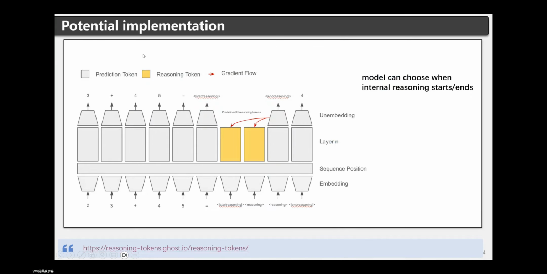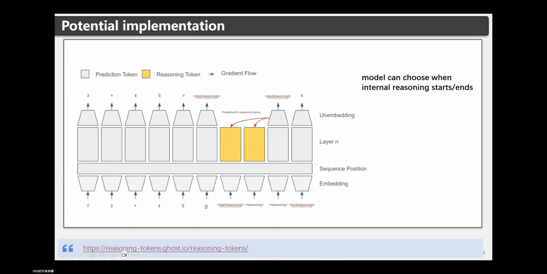Next, we can focus on how to implement these reasoning tokens in detail. You can imagine here is a transformer architecture, and this is the user prompt. It says: what's the result of 23 plus 45? A core implementation detail here is that the model can choose when the internal reasoning starts or ends.